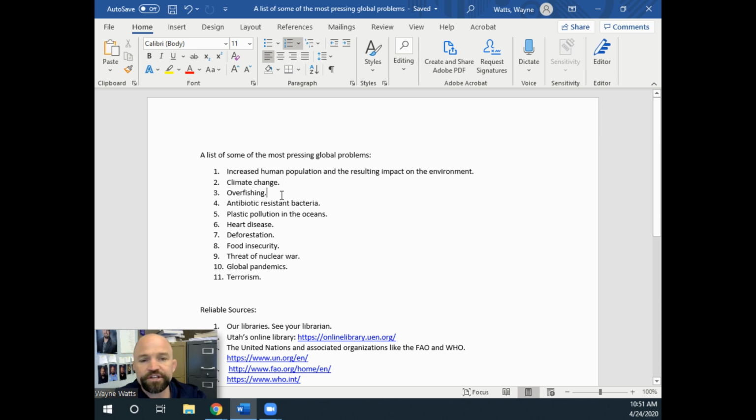Another potential subject you could look into is overfishing. Another subject you could look into is the bacteria that have begun to become resistant to our existing antibiotics and the problems that might have in the future. Another major world issue is plastic pollution in the oceans. Another major world issue is heart disease. If you are a human being on planet Earth today, there's about a 1 in 3 chance that heart disease is going to be the thing that kills you.